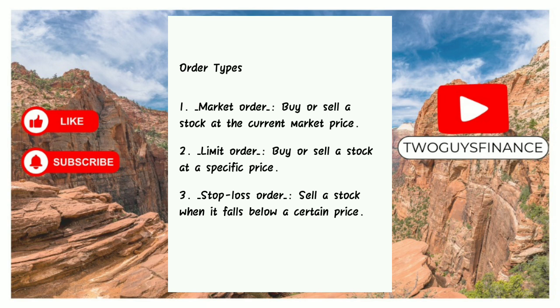Now when it comes to order types, there are three types of orders. The first of course is market order. Now you can buy or sell a stock at its current market price. The second, which is limit order, you could buy or sell a stock at a specific price. And of course the third is stop loss order, and that's where you sell a stock when it falls below a certain price. So you could use whichever one of these three order types based on what you need.